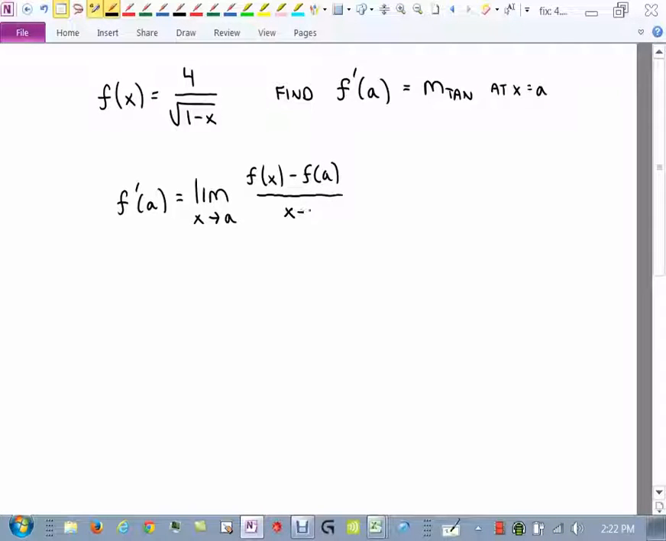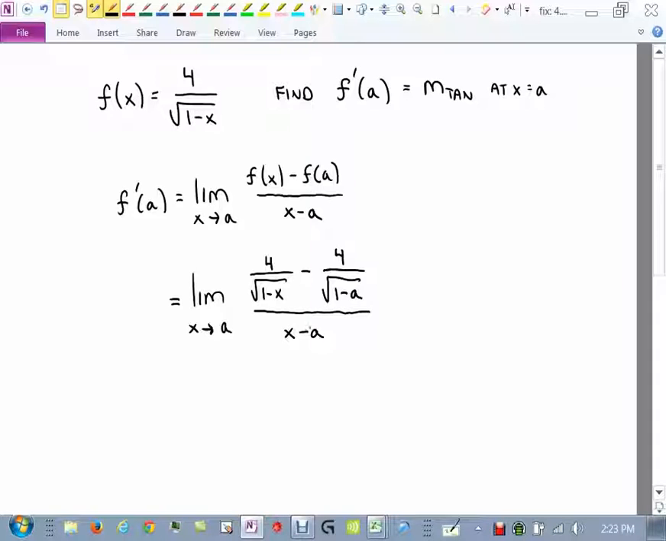All right, so this is going to be equal to the limit as x approaches a of f of x, that's my top left there, it's 4 over square root 1 minus x, minus f of a. So what would happen if I replace that x with a? I would get this all over x minus a. And this just doesn't look very fun because we have a complex fraction.